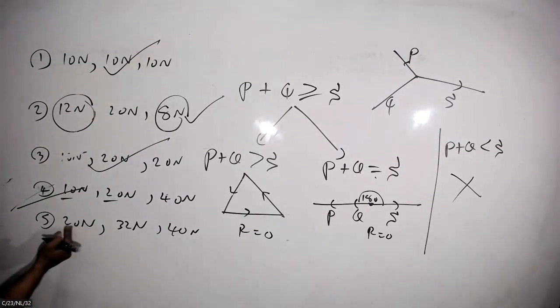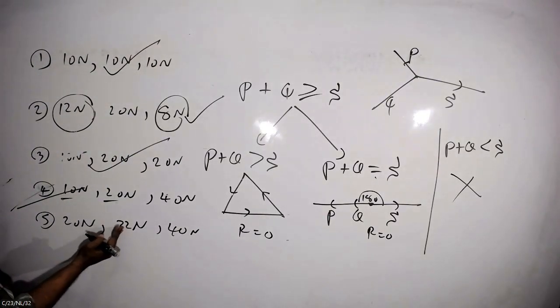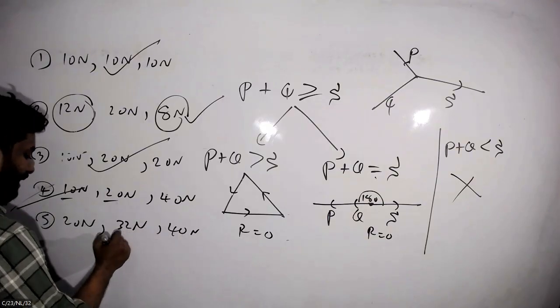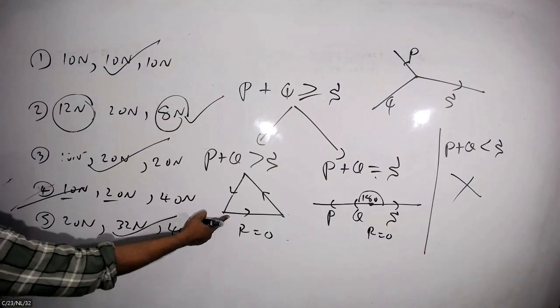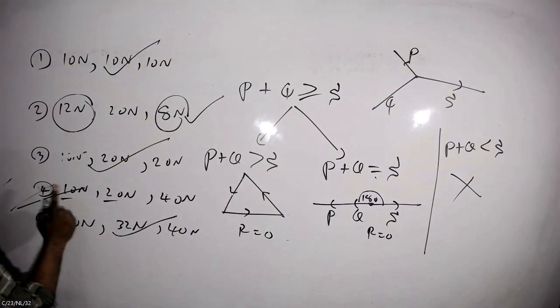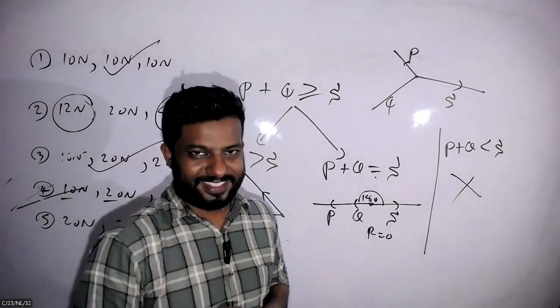There is no need to check the fifth one, children. Even if you check, 20 plus 32 is 52. 52 is greater than 40. Therefore, they can produce zero resultant. They can complete a triangle. This one never produces zero resultant. Right? Let's see the next question.